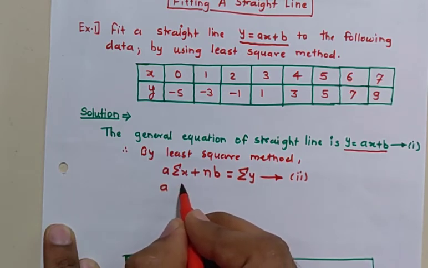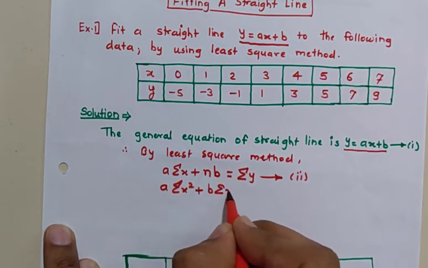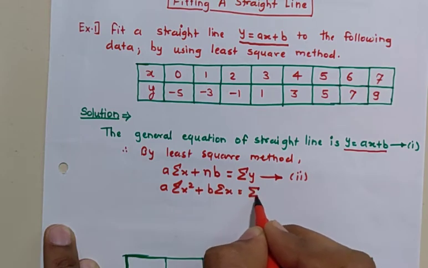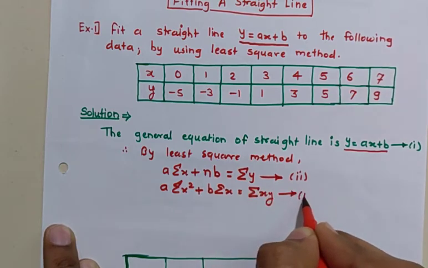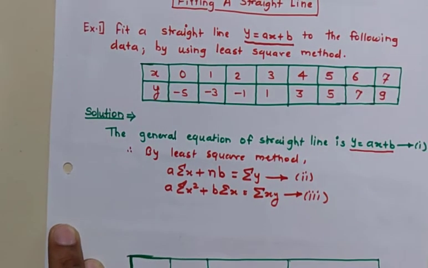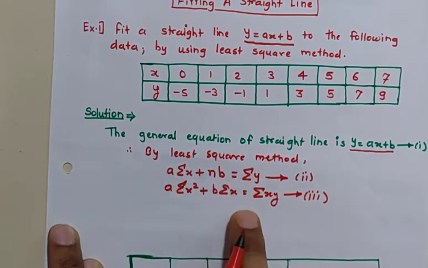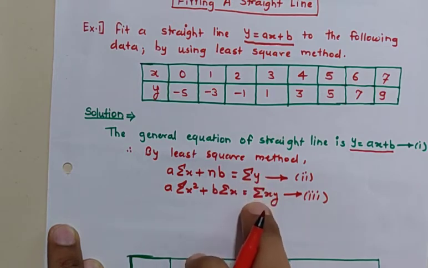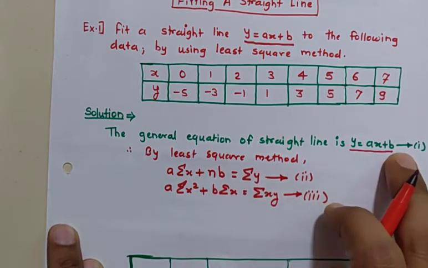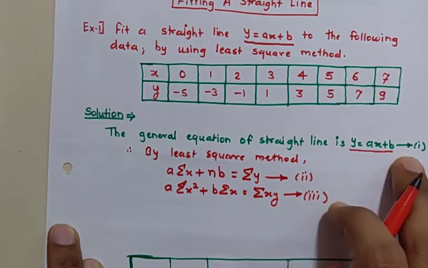And a summation x square plus b summation x is equal to summation xy. Call this equation number 3. We have already derived these two equations, and these are the characteristic equations for the least square criteria. With the help of these two equations only we are going to determine the values of a and b, and through that we are going to establish the relation y is equal to ax plus b.